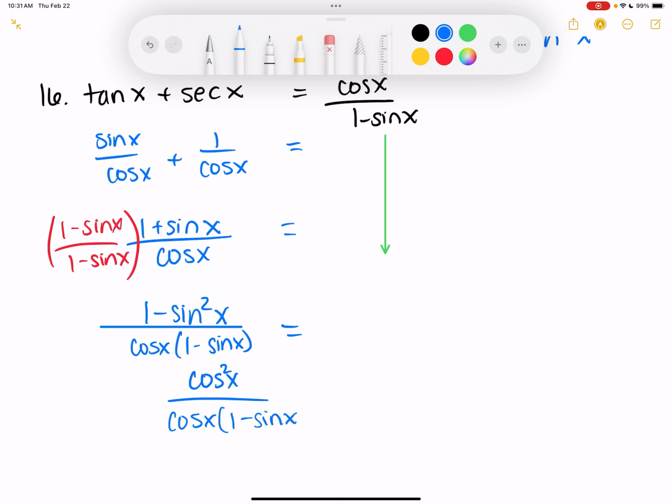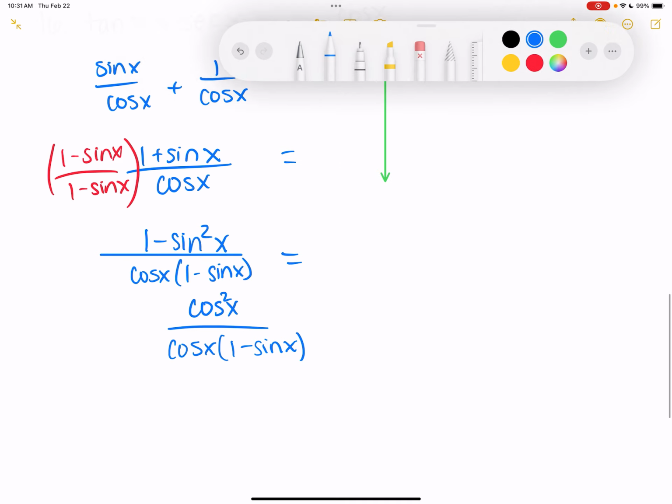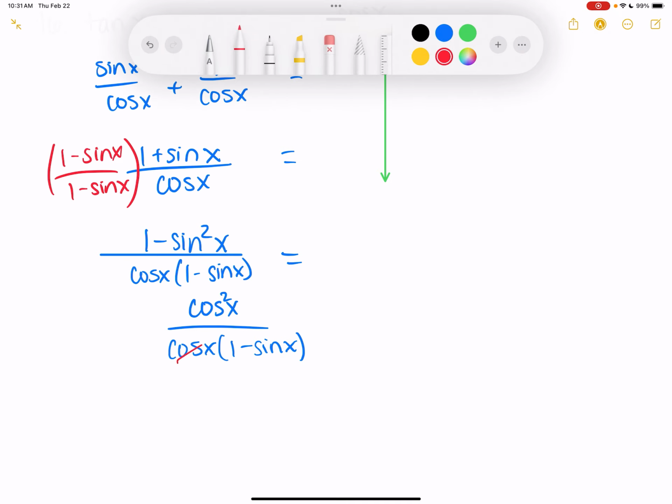So now what happens? Cosine can cancel. So I can cancel this cosine on the bottom with the squared part on the top and be left with cosine of x over 1 minus sine of x. And that's what I was trying to get to.